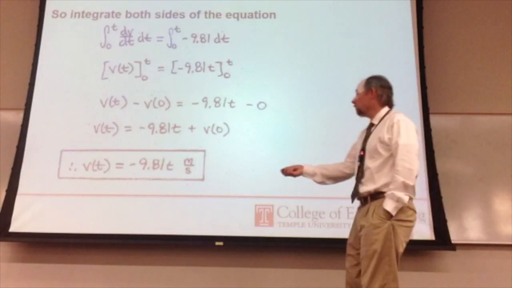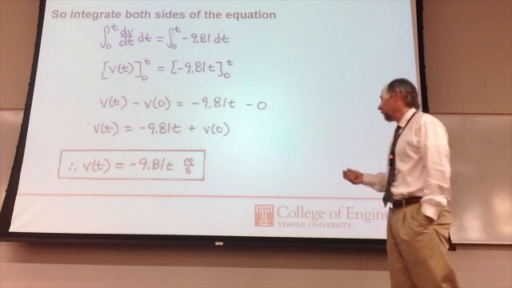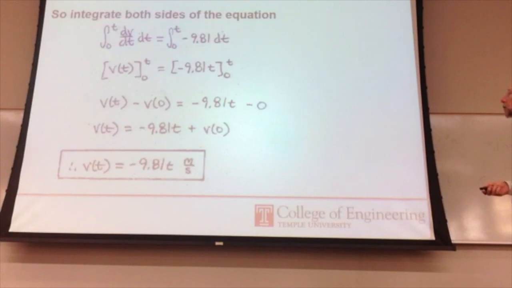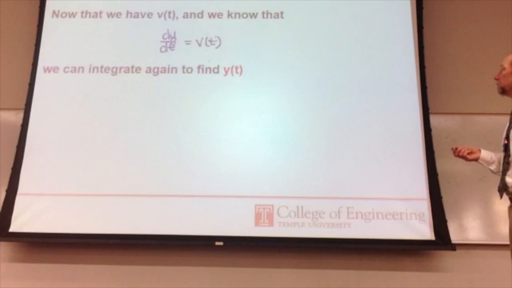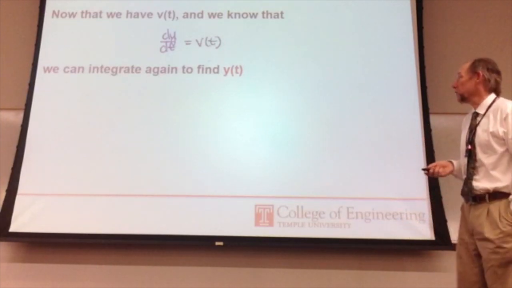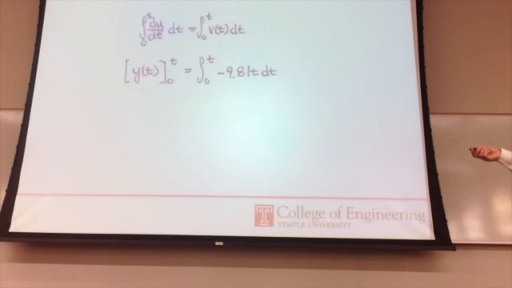So at 2 seconds, the velocity is going to be minus 9.81 times 2, which is, I don't know, 19 point something. So this is the equation for velocity. In order to get position, we go through the same process, except now we're going to take the derivative of position with respect to time, which is equal to velocity, and we just figured out what velocity is, so we can integrate both sides of this from 0 to t. Velocity as a function of time is minus 9.81 t.